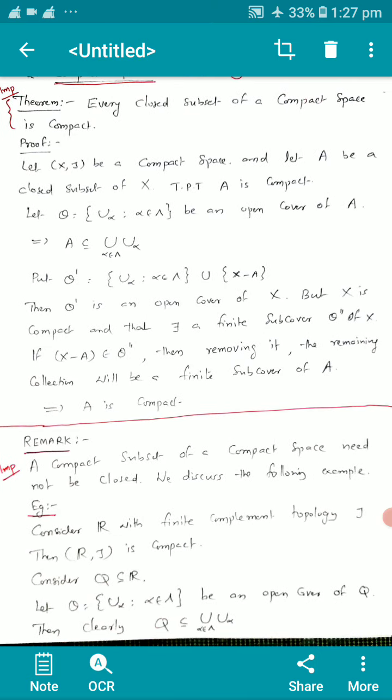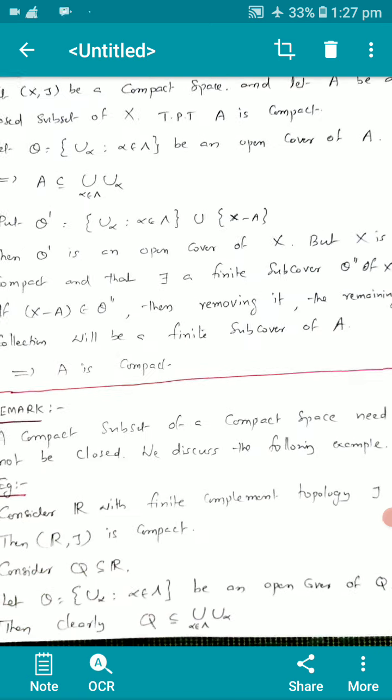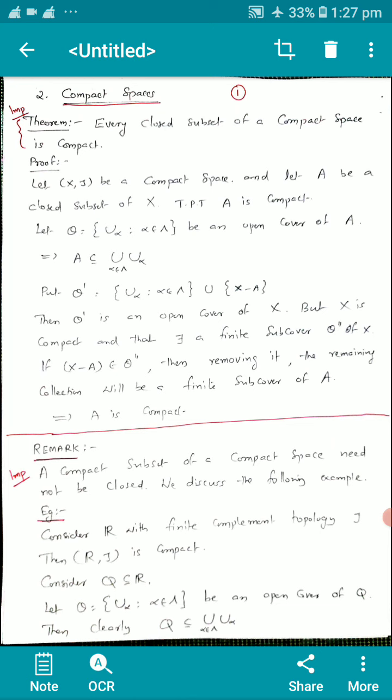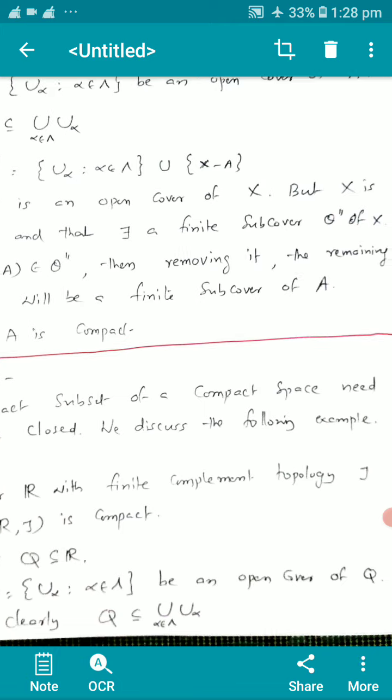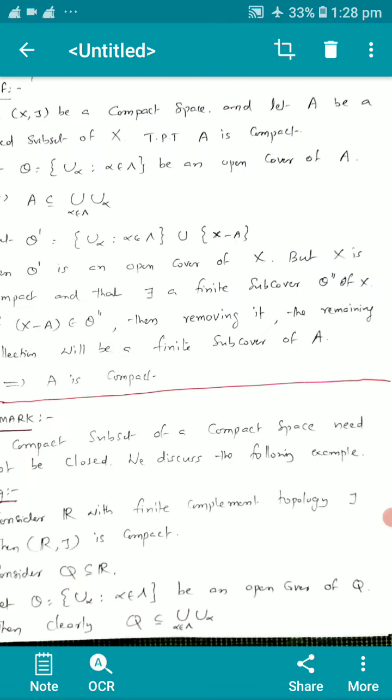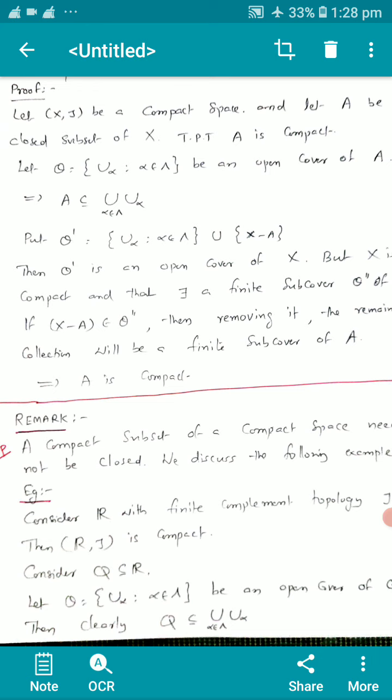Example: consider R with the finite complementary topology tau. That means R is compact. You consider Q, a subset of R. Let theta equal to the set of U alpha, alpha in the index set, be an open cover of Q. Then clearly Q is a subset of or equal to the union of U alpha where alpha is in the index set.